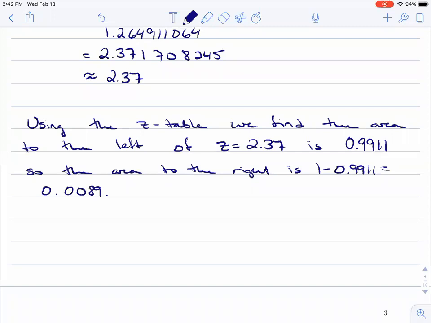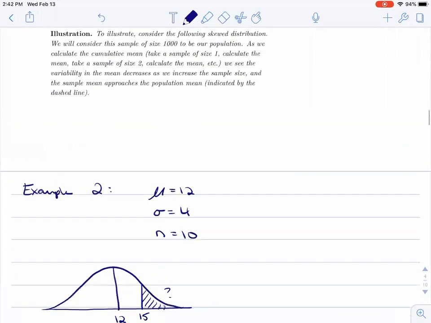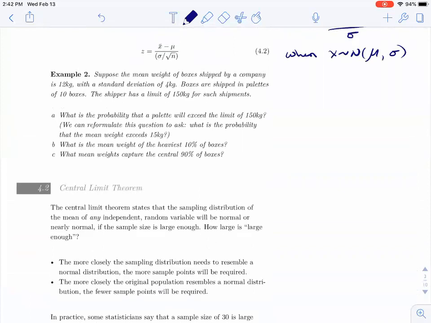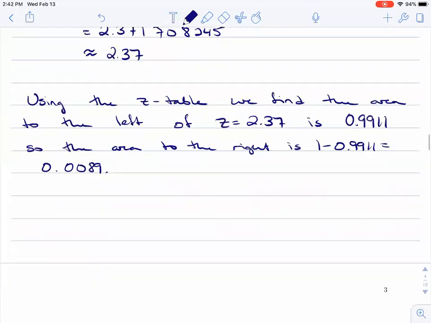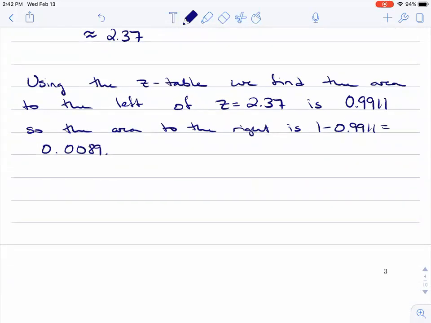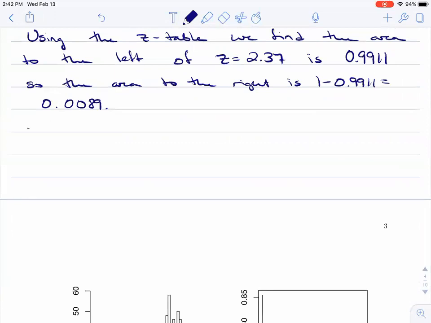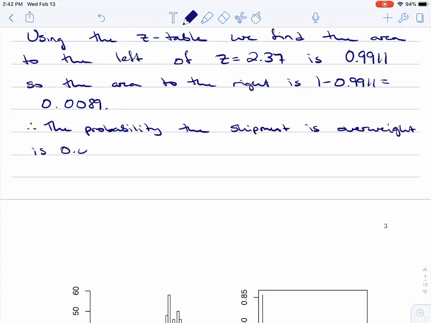So what does that mean? It means the probability that a pallet will exceed the limit of 150 kilos is the same as the average exceeding 15. So that probability is 0.0089. Therefore, the probability the shipment is overweight is 0.0089.